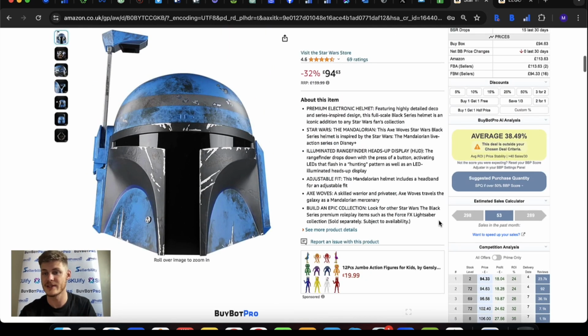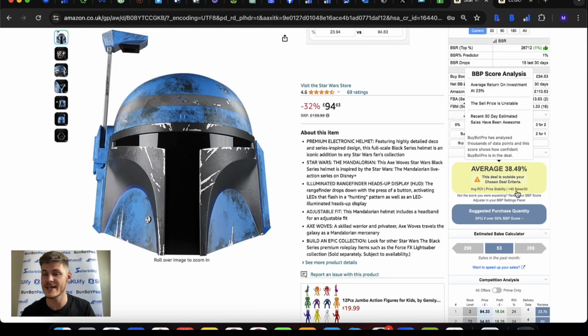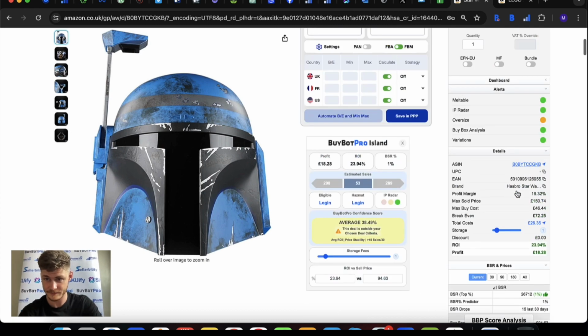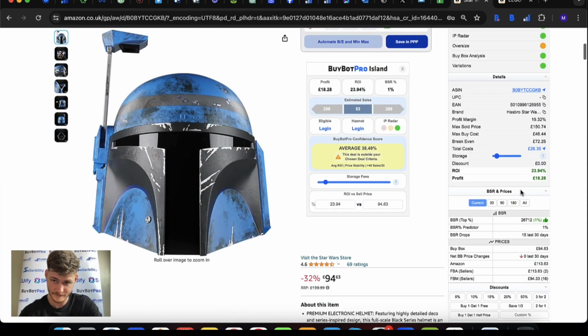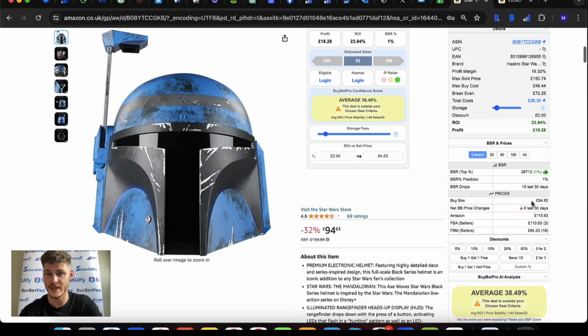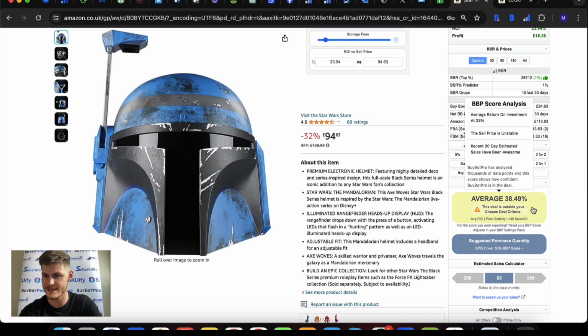But ultimately the confidence score is only 38.49%. So if we were to go ahead with this, there would be quite a bit of risk involved. However, if we were to make sales, considering the buy price and sell price, there is a decent profit on there. But of course, this doesn't meet exactly our criteria, so we can see there that it says it's outside our chosen deal criteria.